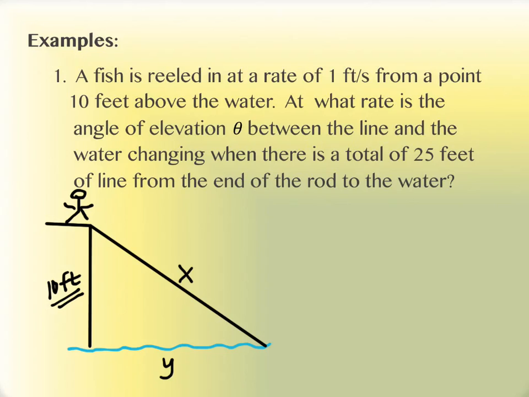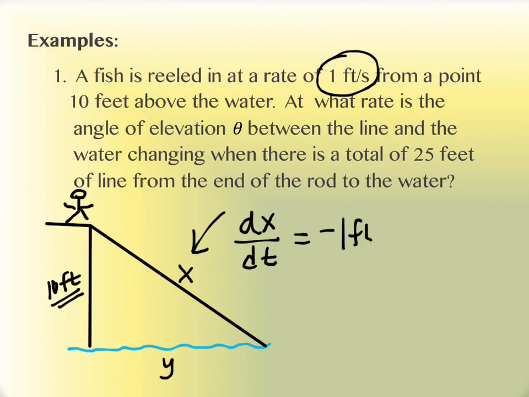So this one right here is the part that's changing at 1 foot per second. As a rate, you can write it as x prime if you want, but it's more helpful to write it as dx/dt to remind yourself this is with respect to time. And it's 1 foot per second, but is that a positive one or a negative one? It's negative. Why is it negative, Edgar? Right. The length of the fishing line is decreasing. There's less fishing line to be had. So this is actually negative 1 feet per second.